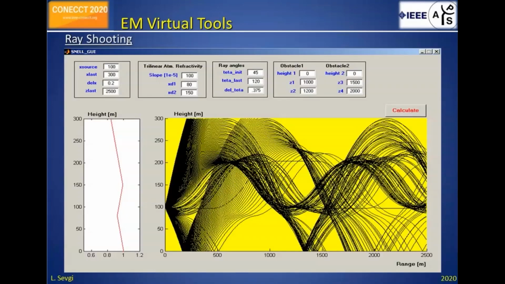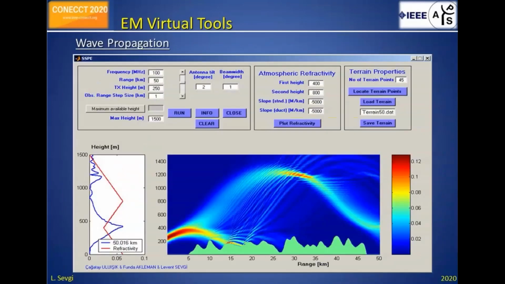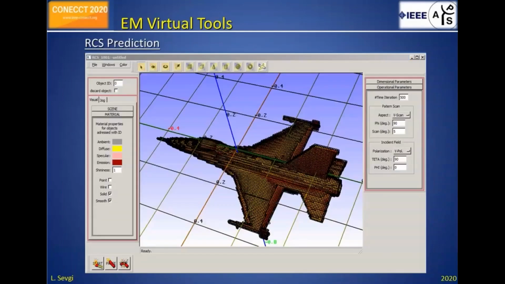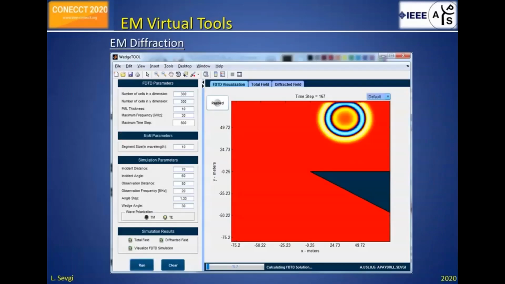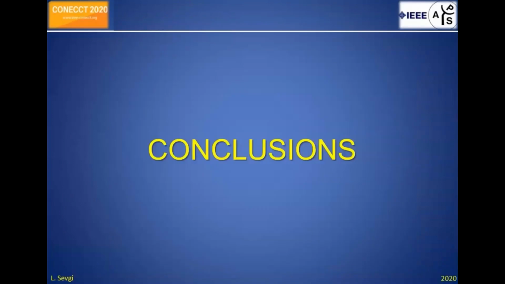This is a ray shooting package. I showed you an example. This is a ray propagation package. This is a scattering package, an RCS prediction package. This is a diffraction package. So you can download the tutorials, read them, and then use these virtual tools, mostly MATLAB-based tools, and reproduce the examples given in the tutorials, and then use your own problems.